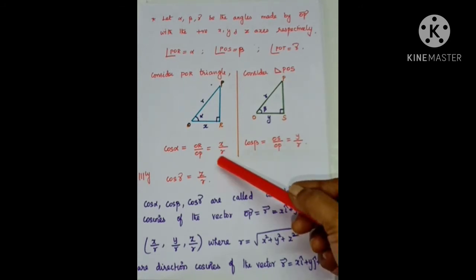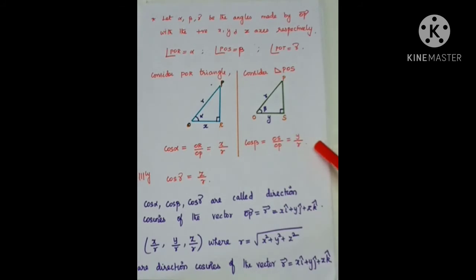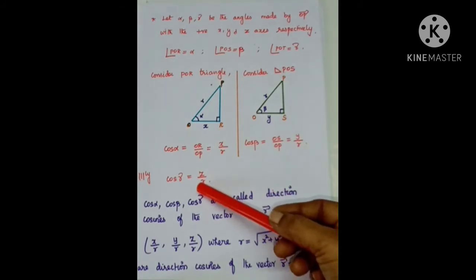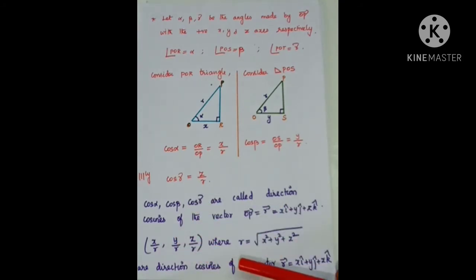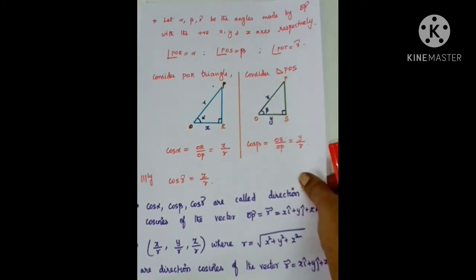So here we have just now proved cos alpha is equal to x by r, cos beta is equal to y by r, and cos gamma is equal to z by r. So x by r, y by r, and z by r are also the direction cosines of the vector. How to find r? r is nothing but square root of x squared plus y squared plus z squared. This is the important result you should know.